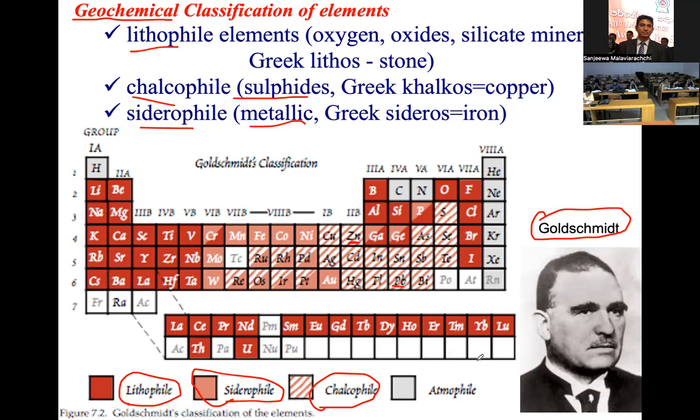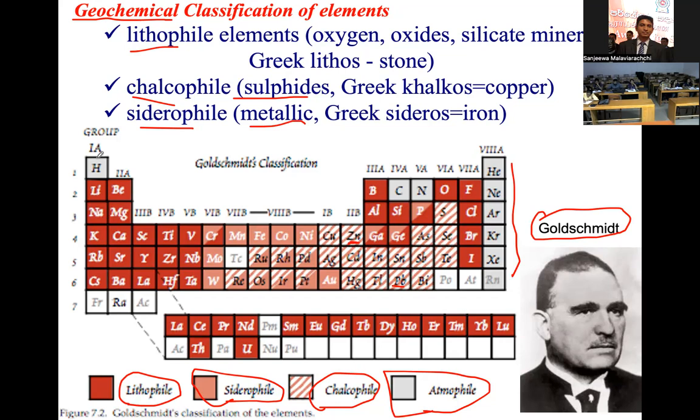Okay, and then we have another group which is a minor group which we call atmophile. Actually, atmophile means they are mostly attracted to the atmosphere or the gaseous form, right? So here you can see them, carbon, nitrogen, and hydrogen in addition. We call them atmophile because they are much attracted to the atmosphere or gaseous form. So these are the geochemical classification of the elements.